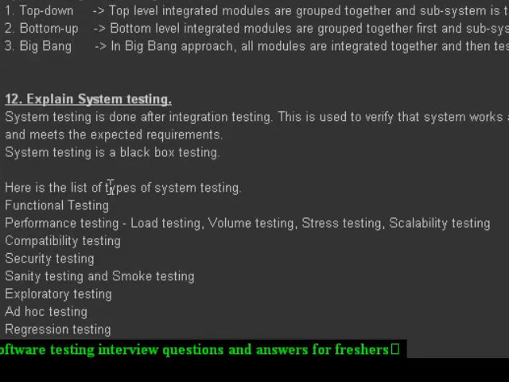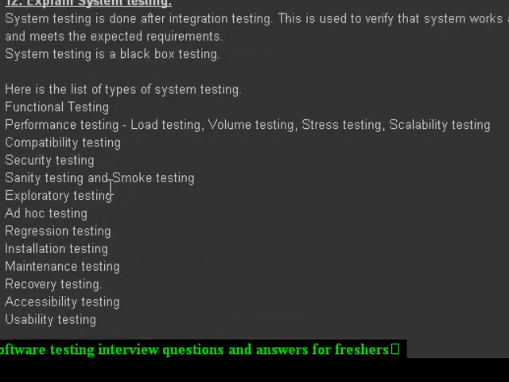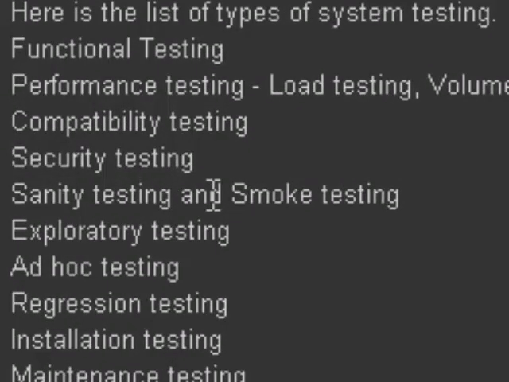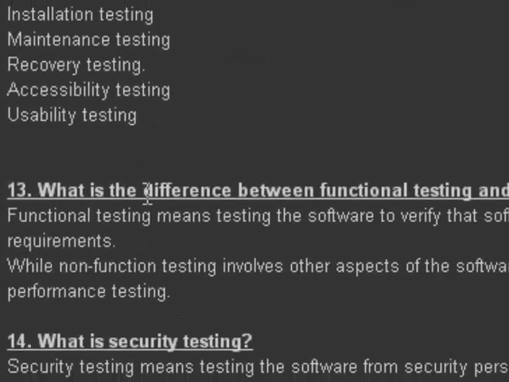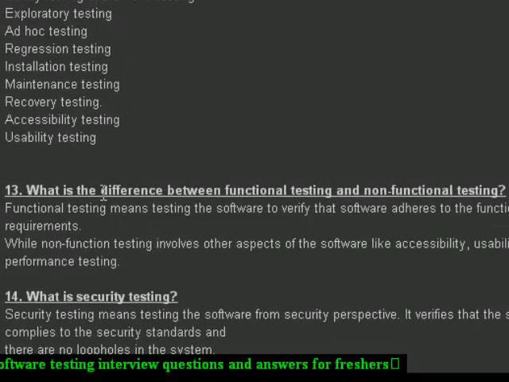In system testing we test the overall system depending upon the end user requirements. The types of system testing could be functional testing, performance testing, compatibility, security, exploratory, ad hoc, and regression testing. The difference between functional and non-functional testing is that in functional testing we test the functional requirements, while in non-functional testing we test the non-functional aspects, like accessibility, usability, and performance.